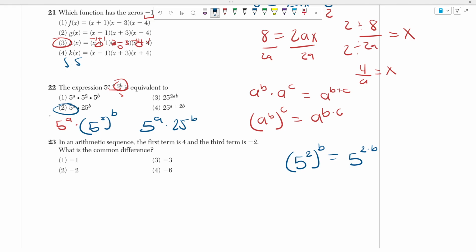Number 23 says that in an arithmetic sequence, the first term is 4 and the third term is -2. What is the common difference?